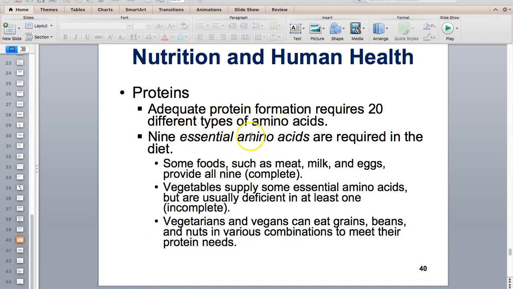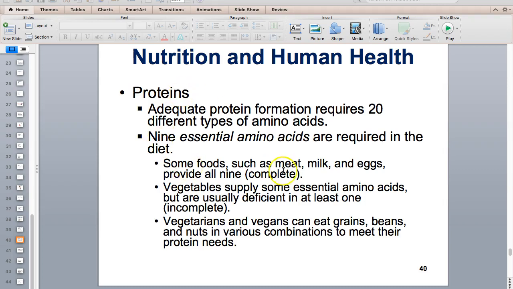Proteins, okay? Remember that proteins are made up of 20 different amino acids. And remember that some amino acids are required in your diet, right? So you have non-essential amino acids that your body can make on its own. And then you have 9 essential amino acids. So what does it mean to be essential? It means you need to eat these amino acids so that your body has them to be able to make all the proteins that it needs to make.